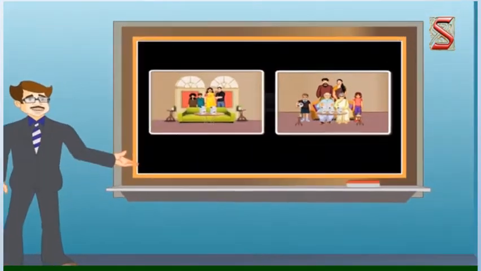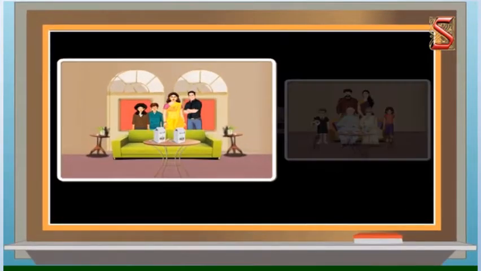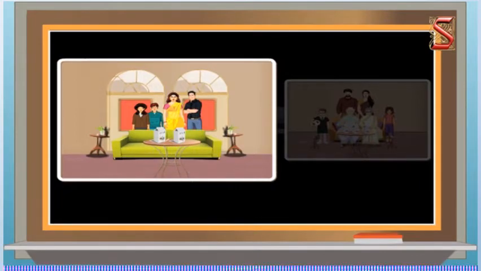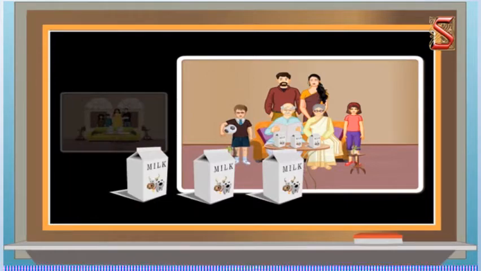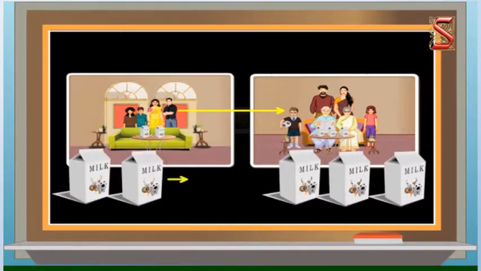Children, let us consider some situations. A family of 4 members consumes 2 liters of milk daily. A family of 6 members consumes 3 liters of milk daily. So, here we see that when the number of family members increased, consumption of milk increased too.